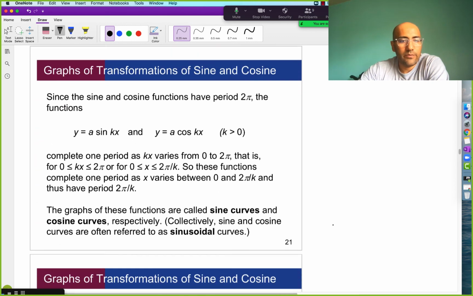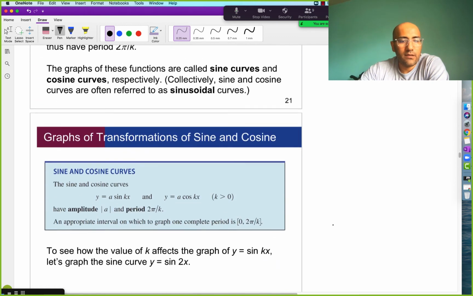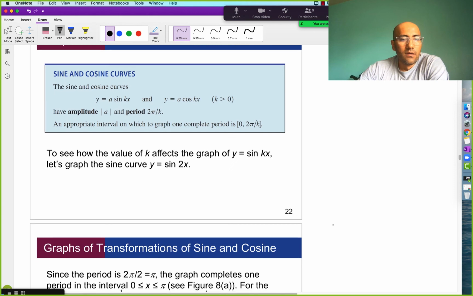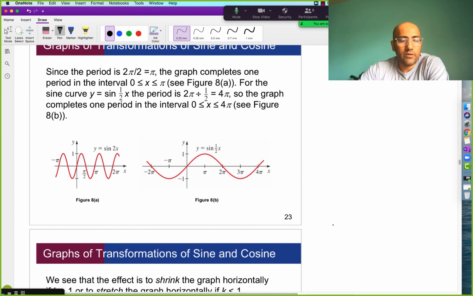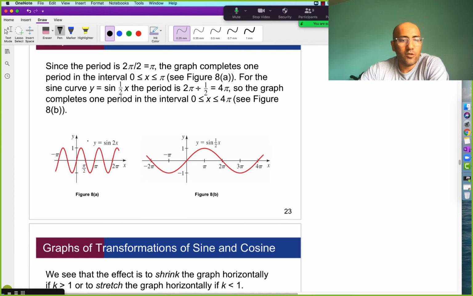Good. Okay, we've covered all that, so we get that picture. Now we start to think about what happens when we multiply by a constant inside the argument of the function. We established that it oscillates faster, goes through its period twice as fast. And then here it slows it down.